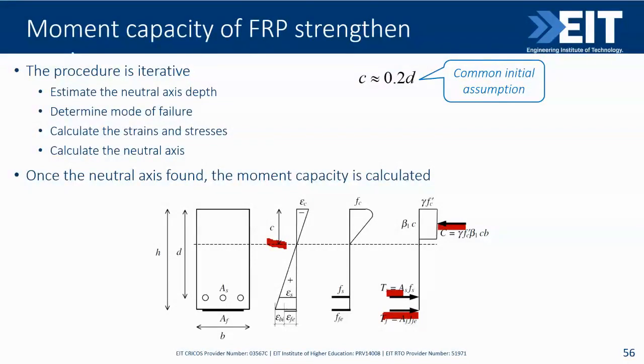The preferred one, I mentioned, is compressive failure of the concrete. That's mode one. And mode two is the failure of the FRP strengthening system, so the FRP layer breaks. Then we will calculate strains and stresses and recalculate the neutral axis until the procedure has converged. And then we can calculate the moment capacity once we have found the axis.